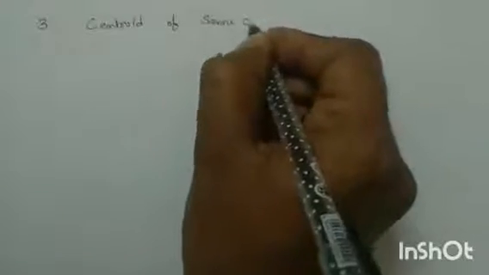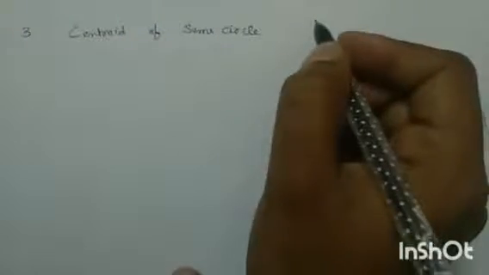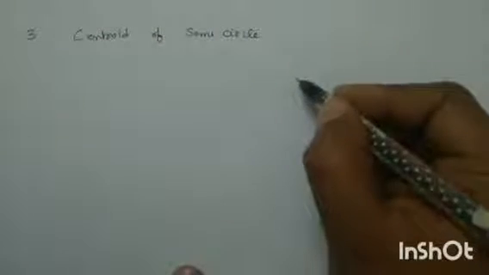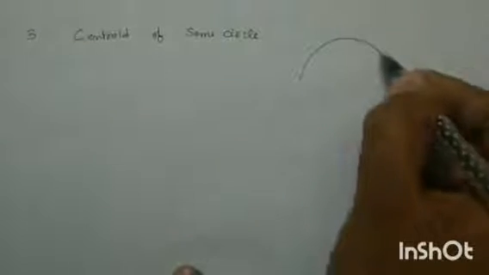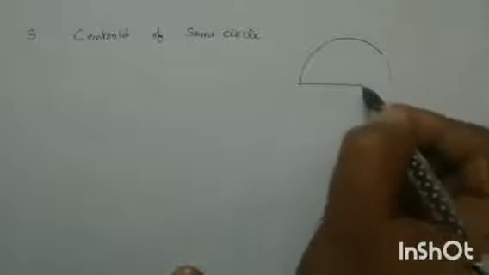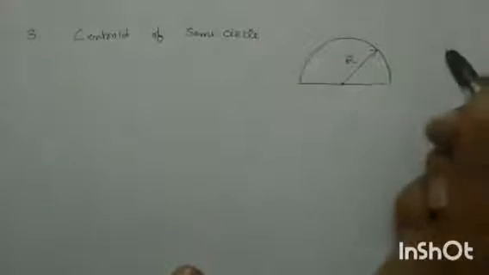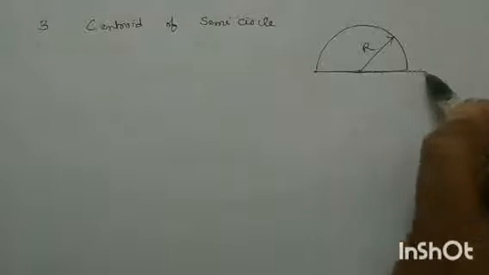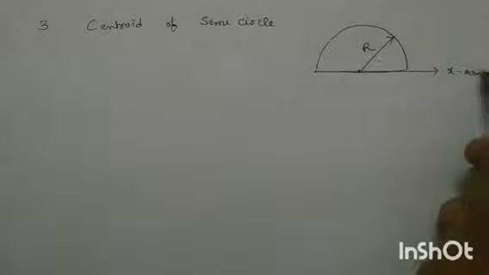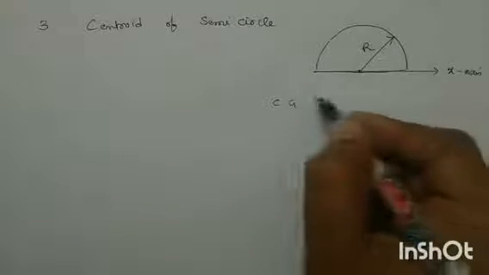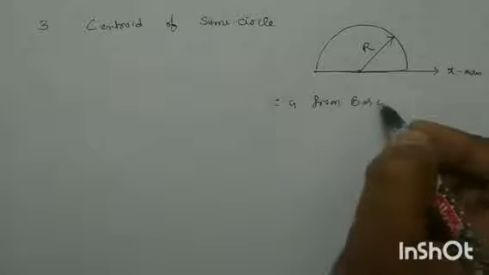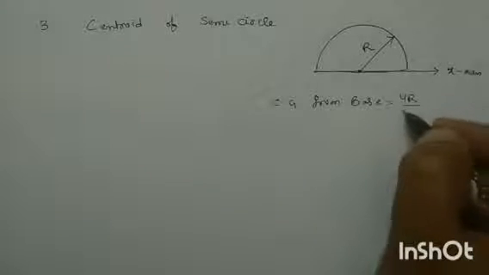The third formula, centroid of semicircle. Okay, so let us take a semicircle of radius capital R. Consider this base as x-axis. So the CG from base, that is 4R by 3π.